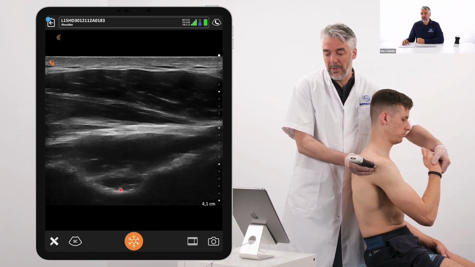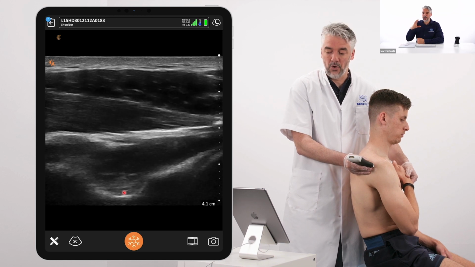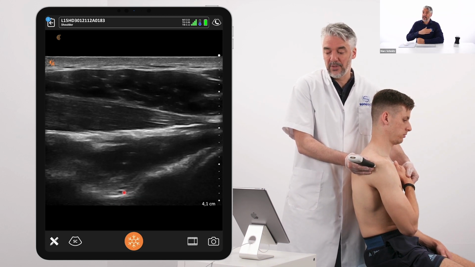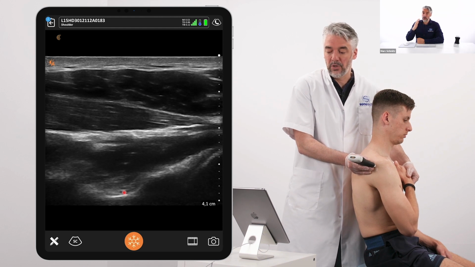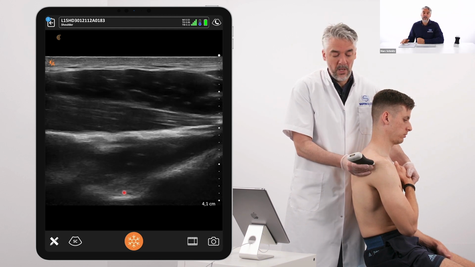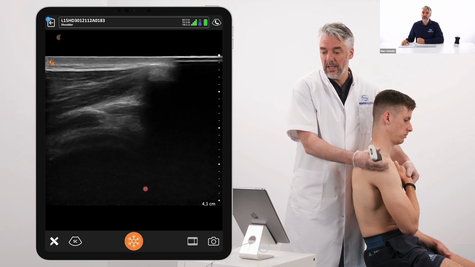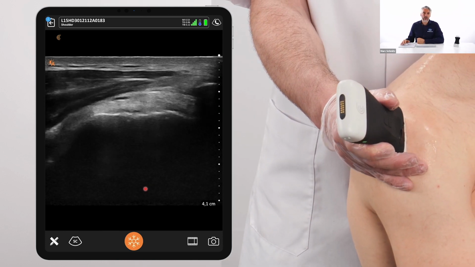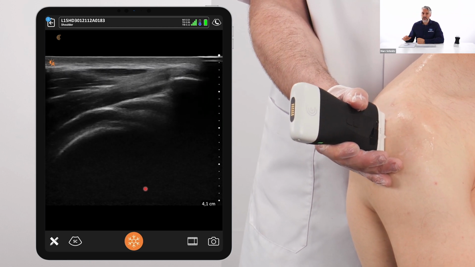In this case, you can see an anechoic zone becoming larger and smaller during this movement. That's a vein which is becoming bigger and smaller and collapses. But if there is a cystic formation, you will see this anechoic mass there. Even if you're externally or internally rotating, it's always there.